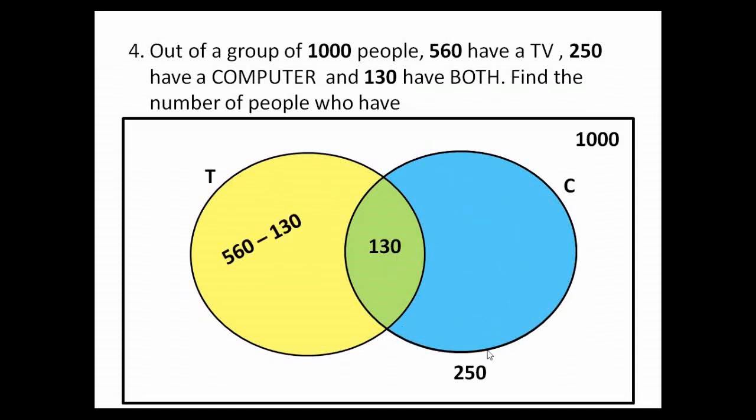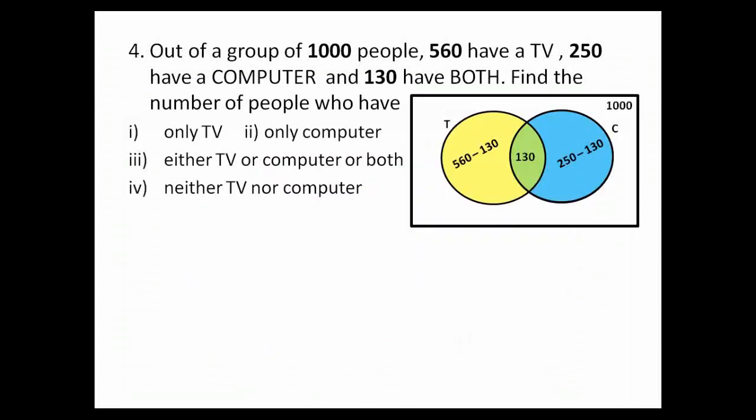And we can subtract this intersection part to find out the people that have only computer. So the entire number of people who have computer is 250, but here some people are there who have computer as well as TV, so we'll exclude that part. So 250 minus 130 will give you this region, which will include the number of people who have only computer. So the graph is clear. So let's start now. Only TV.